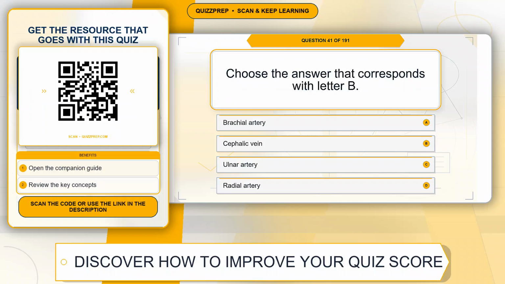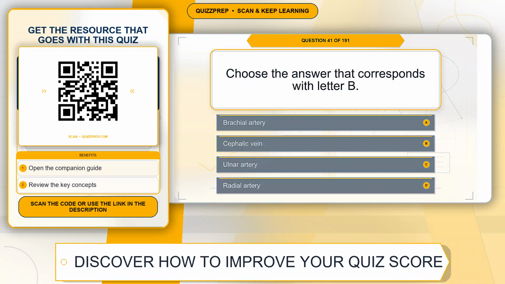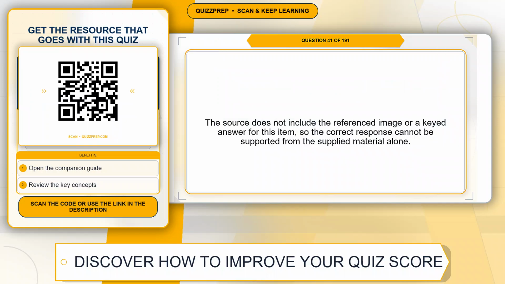Question 41. Choose the answer that corresponds with letter B. Option A, brachial artery. Option B, cephalic vein. Option C, ulnar artery. Option D, radial artery. The correct answer is now shown. Explanation. The source does not include the referenced image or a keyed answer for this item, so the correct response cannot be supported from the supplied material alone.